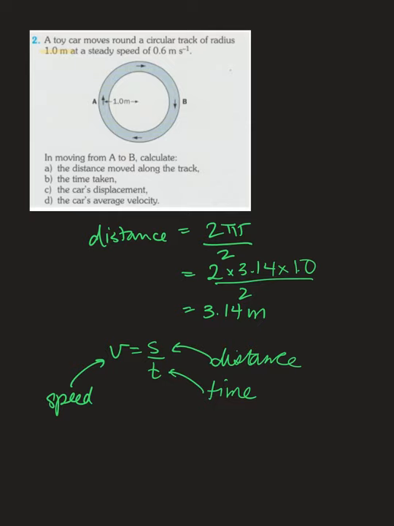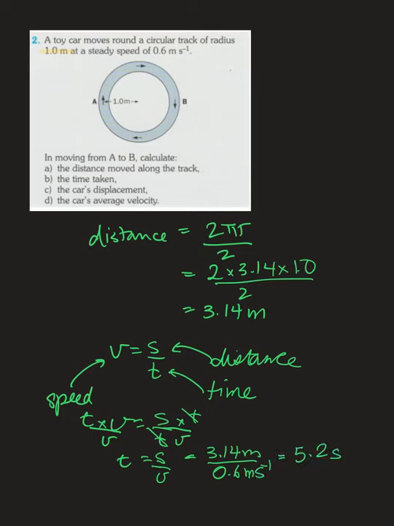Now, if I move that around, I need to get time. So I'm going to take my equation, V equals S over T. I don't want time in the denominator, I want it in the numerator, so I'm going to multiply both sides by T. That cancels out the T there, but now on the left I have T times V. I've got to get rid of the V, so divide both sides by V, and now I have T equals S over V. If I put my details in from A to B, we've just found it's 3.14 meters, and it's going at a speed of 0.6 meters per second. Putting that in my calculator, I get 5.2 seconds.